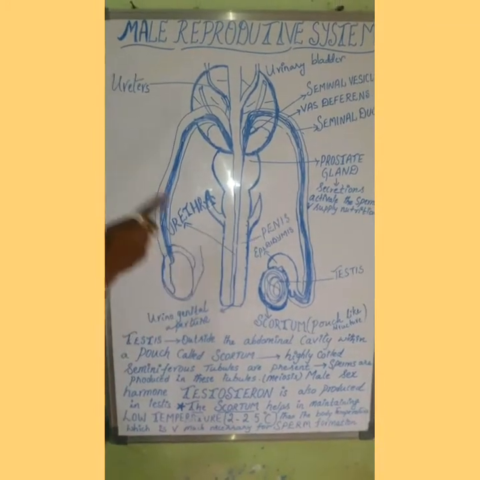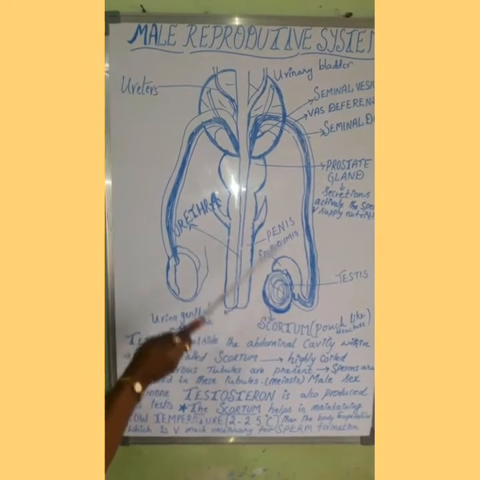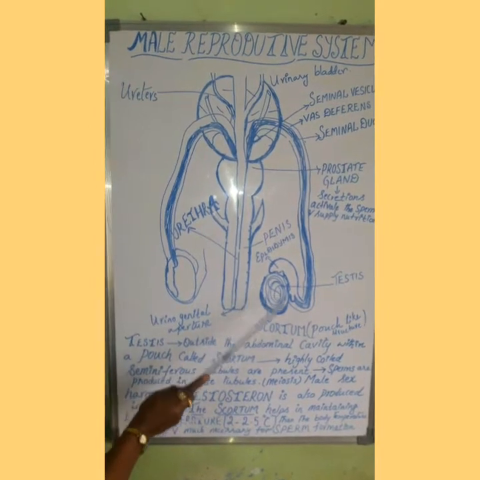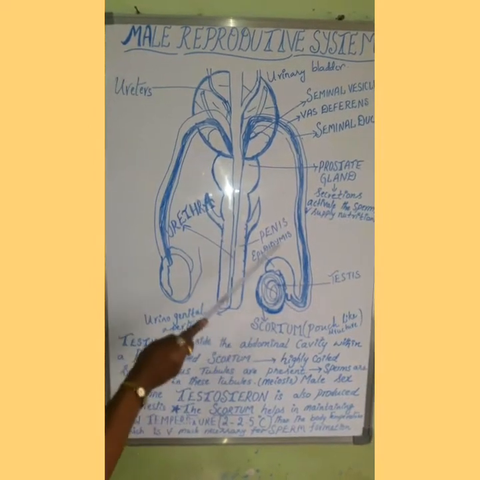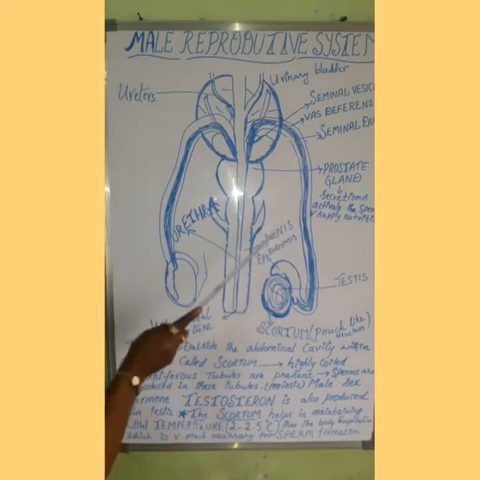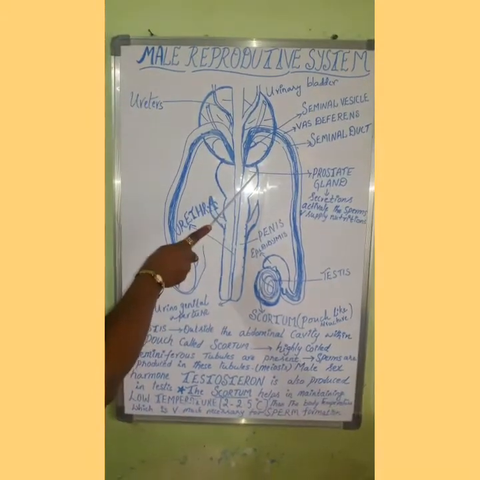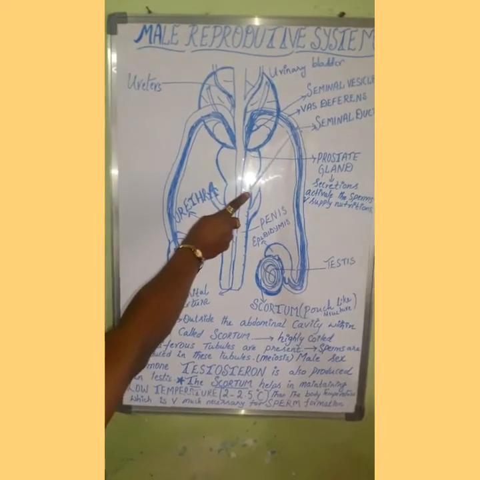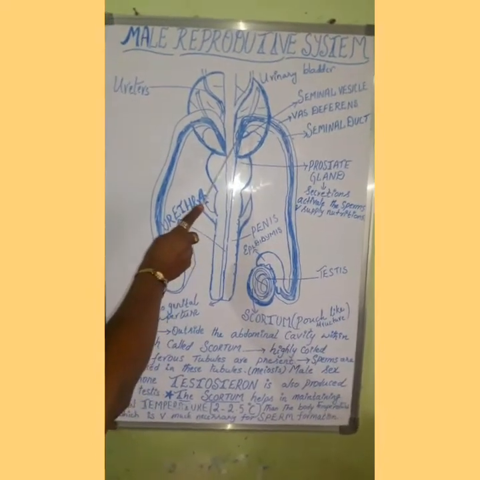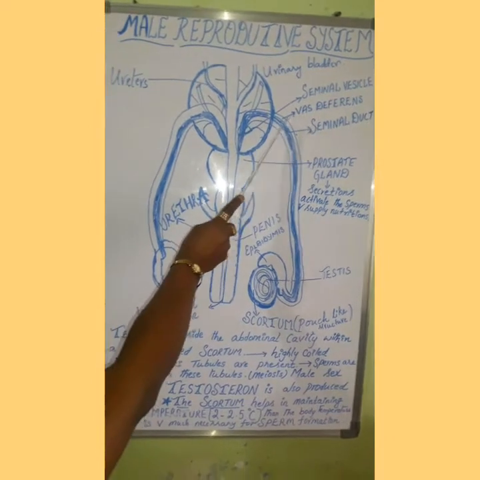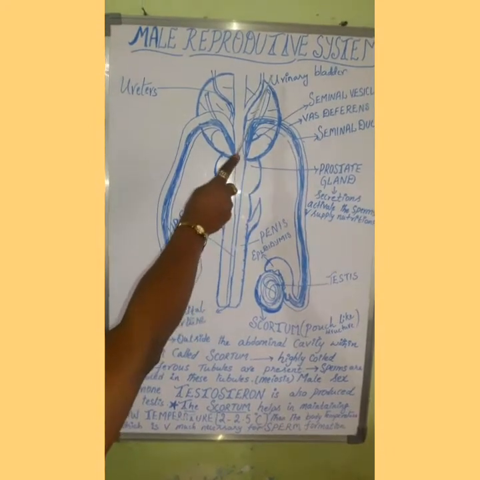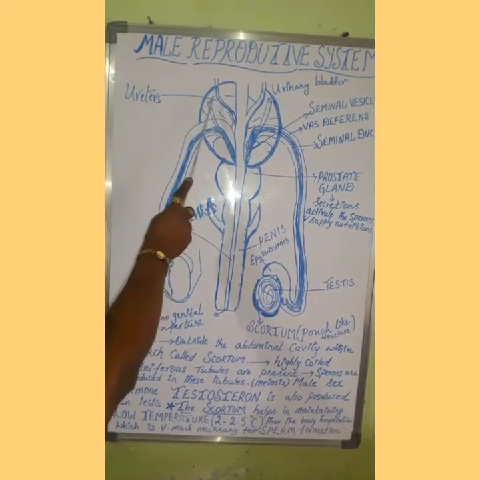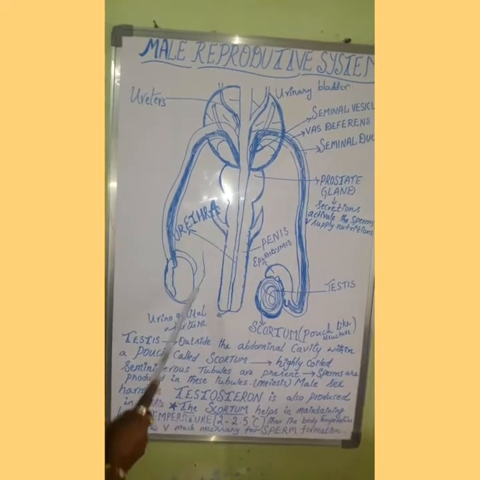Now let us see the parts of the male reproductive system once again. That is, it consists of a pair of testes, scrotum, epididymis, penis, prostate gland, seminal vesicle, seminal duct, vas deferens, urinary bladder, a pair of ureters, and urethra.